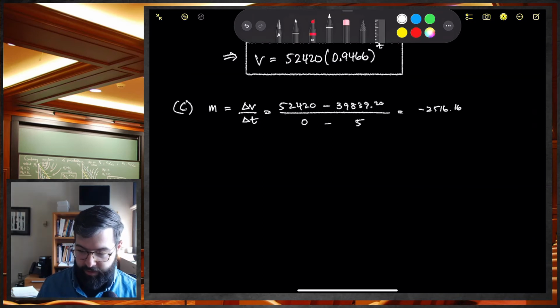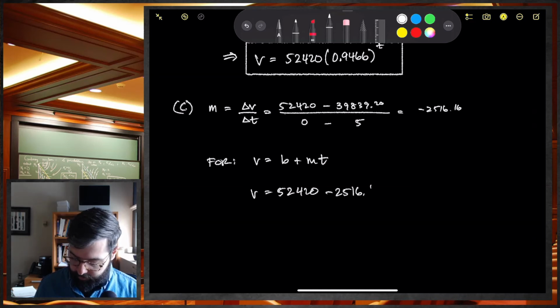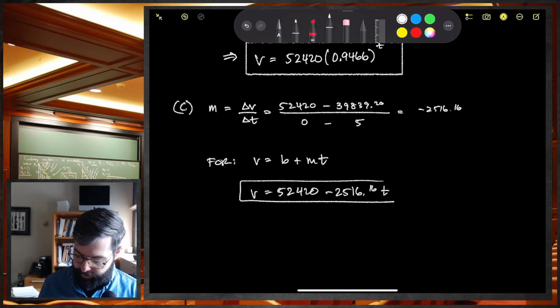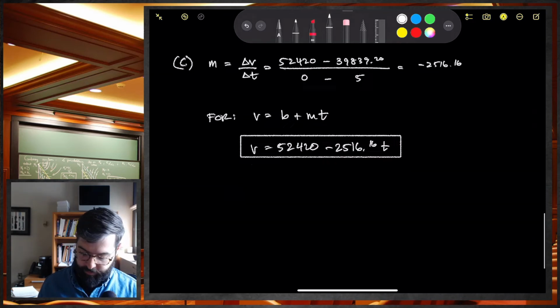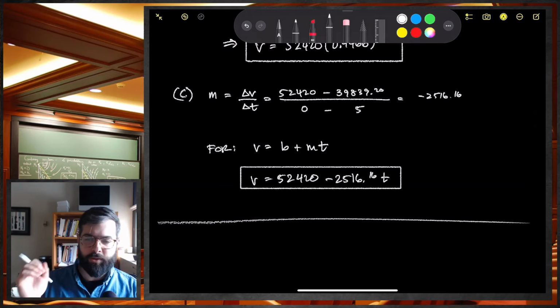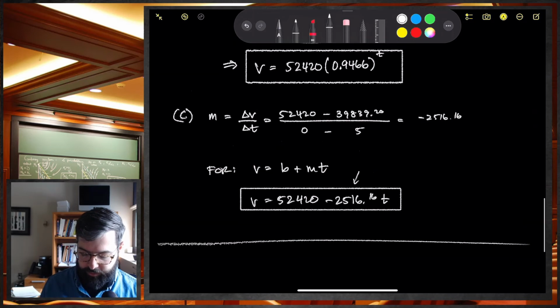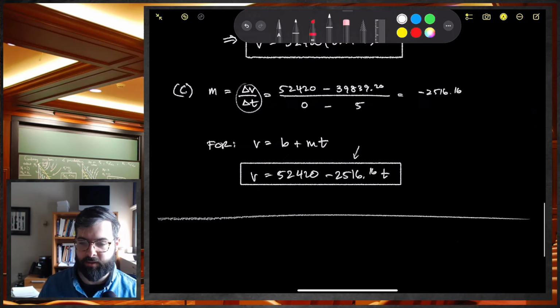And so we have the starting value, so that for a line, v equals b plus mt. We'll get v equals, we know the starting value is 52,420, and it's losing a flat 2516 per year times t. So that'd be our linear model here. I saw some folks multiply the percentage times 5 years or something to come up with a different slope, but here it's really just using the average rate of change and saying that's constant.